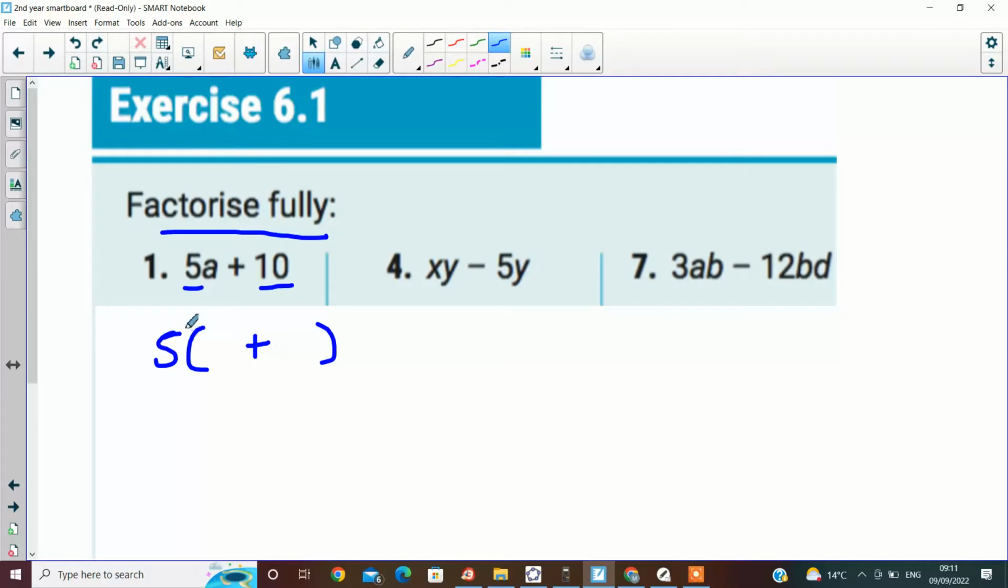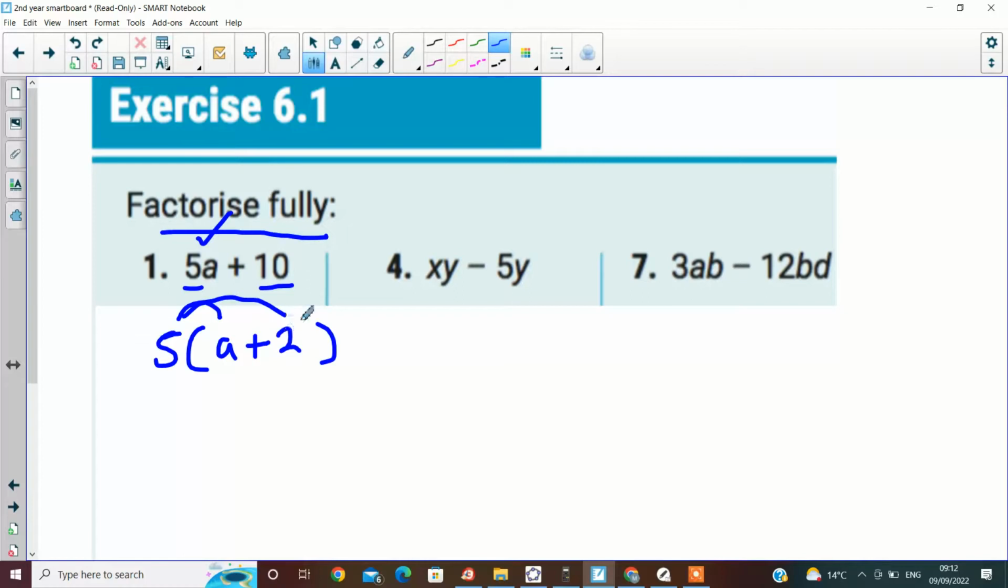Now, you've got to figure out 5 multiplied by what gives you 5a. A. 5 times a is 5a, and then you put a little tick here. Got that one correct. 5 times what gives you 10? 2. 5 times 2 is 10. You're done. No bother. Hands up if you think you can do number 4.